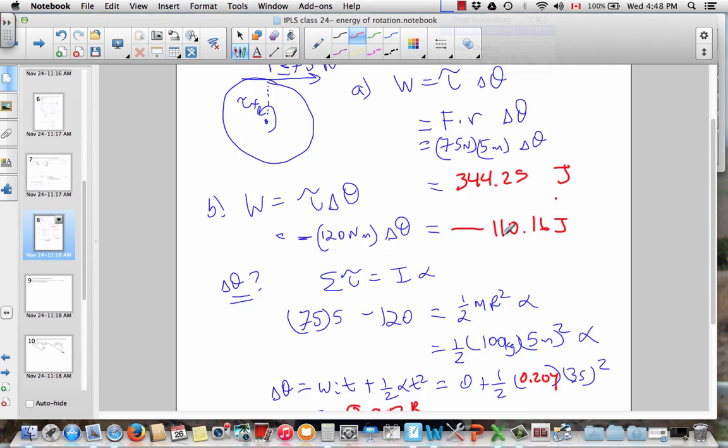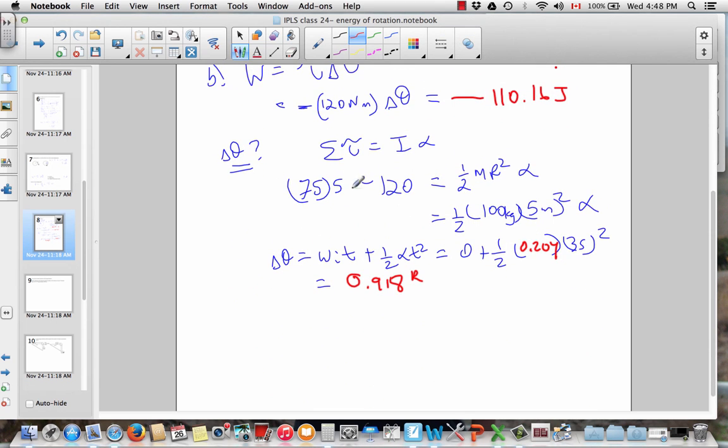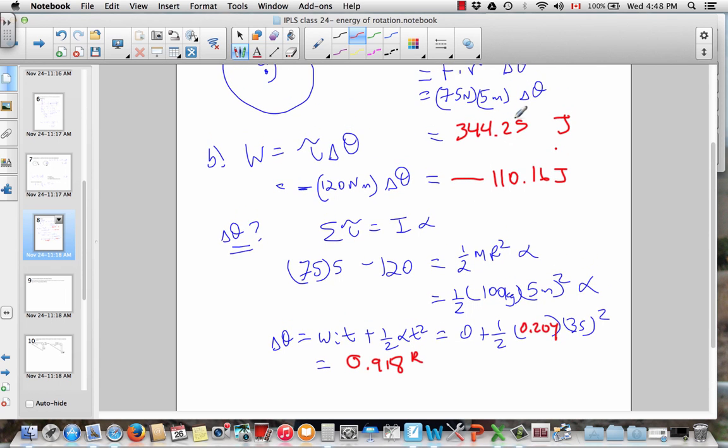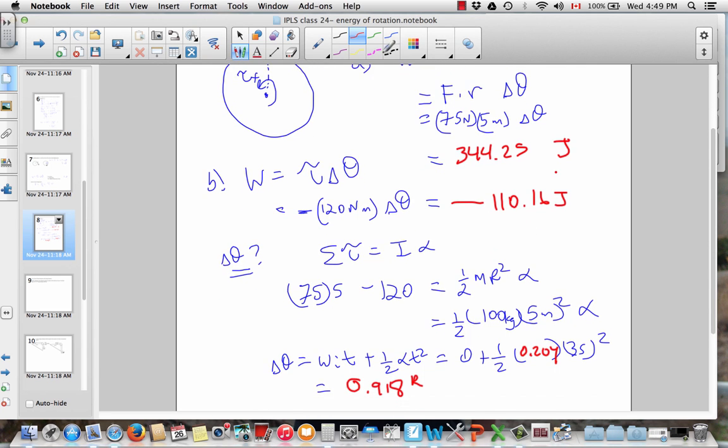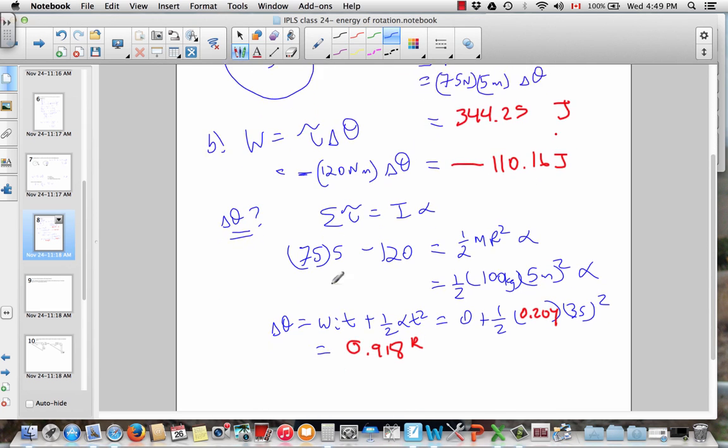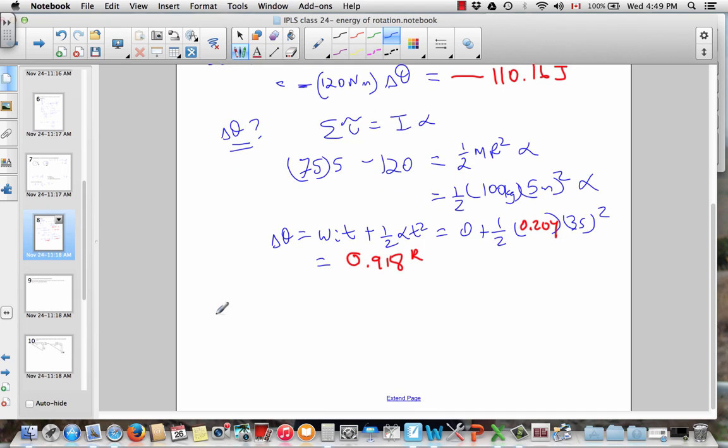Okay, so solving the net torque equation for the angular acceleration, I get 0.204 rads per second squared. And then doing kinematics, I find 0.918 rads of angular displacement, so almost a radian. Putting that back in, I get 344 joules of work done by the tangential force, pushing along the edge. And then I get minus 110 joules of frictional losses. So now for the total or net work done, I just add those two up.